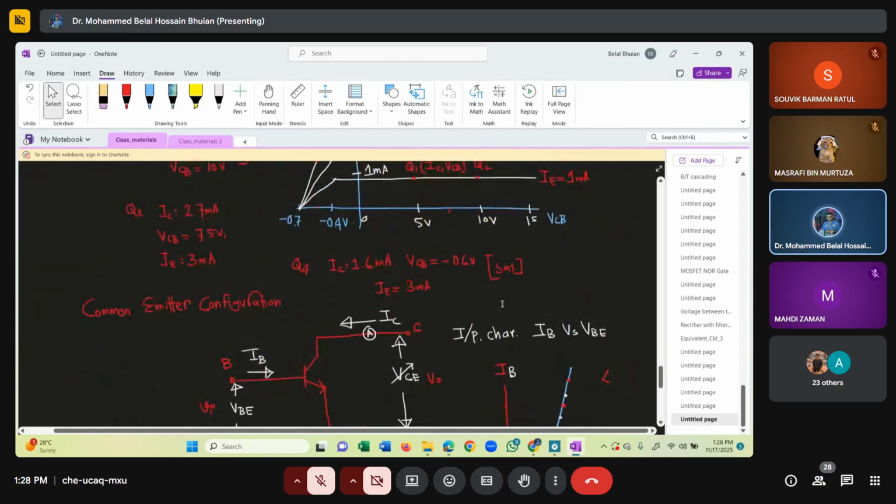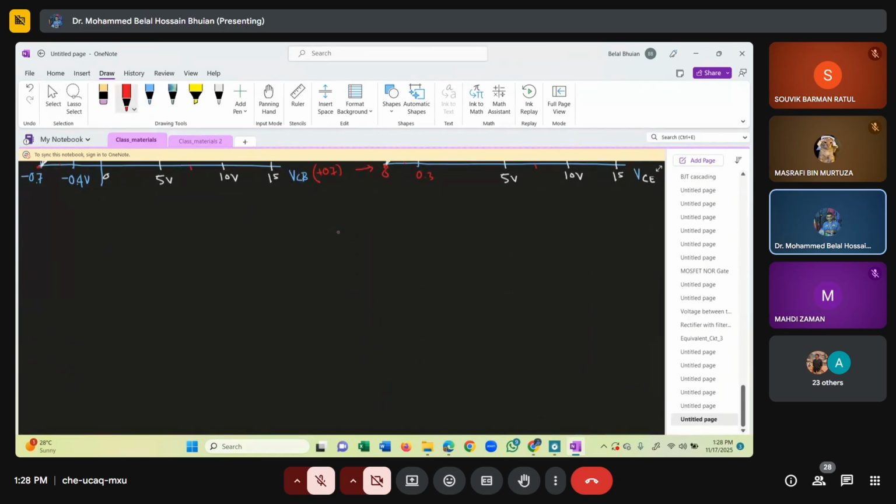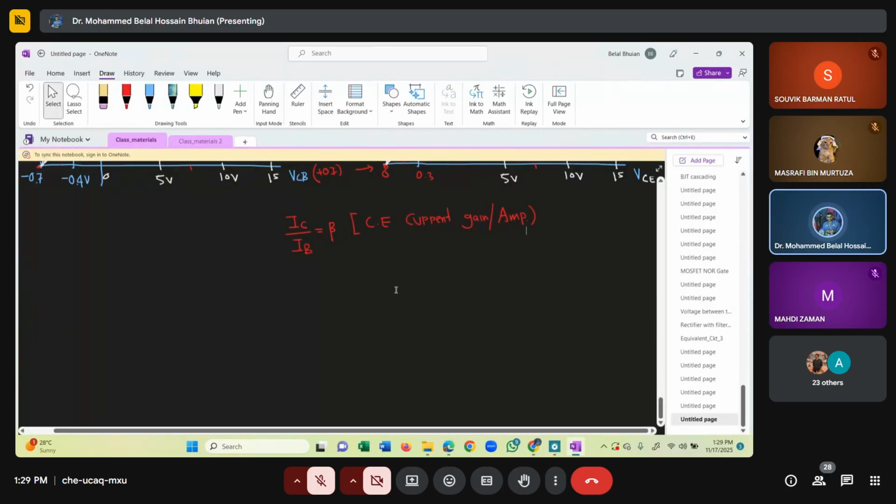In the common emitter configuration, the output current is IC and the input current is IB. So the ratio IC over IB is known as beta. It is called the common emitter current gain or amplification. How much amplification of the currents is taking place in the common emitter configuration. So that is our common base configuration and common emitter configuration.